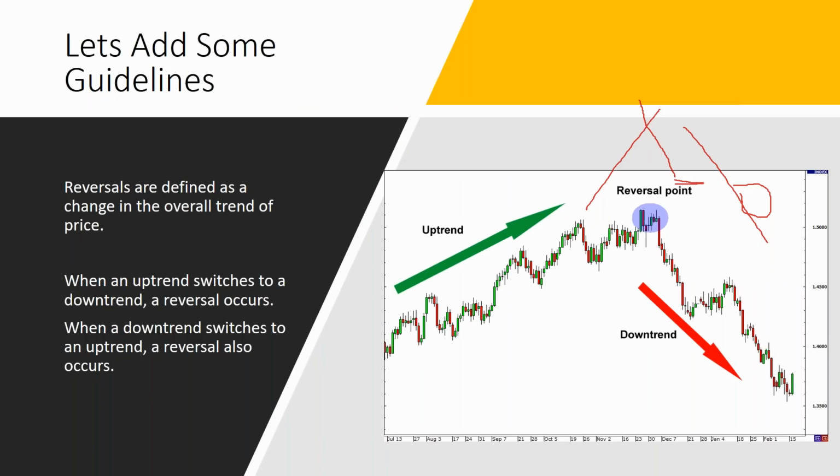So let's add some guidelines. Reversals are defined as a change in the overall trend of price. When an uptrend switches to a downtrend, a reversal occurs. Now, that doesn't mean that the market flips itself over automatically. On our chart over here, it looks like the market moves up, hits a reversal point, and moves down.